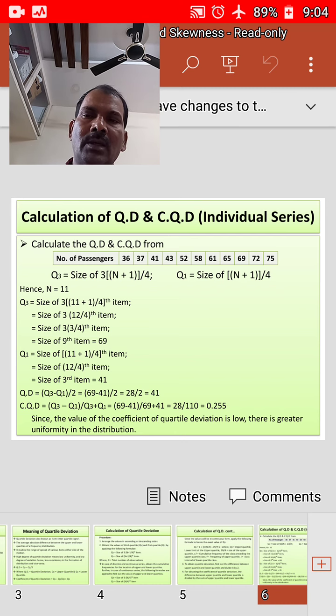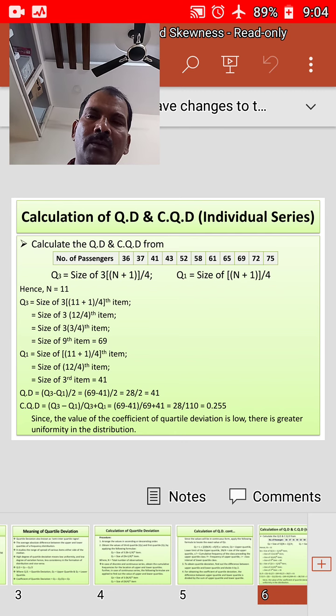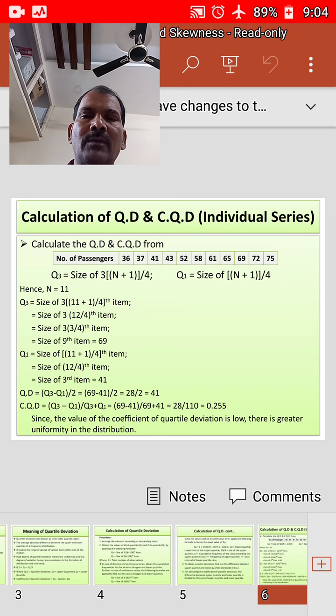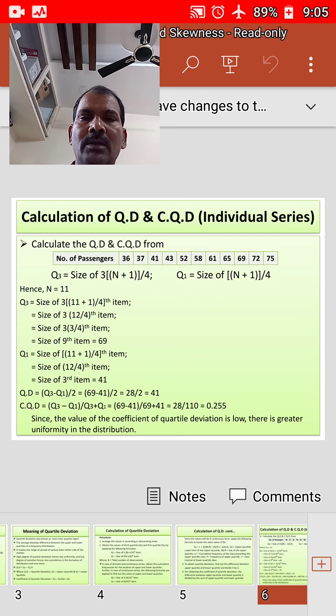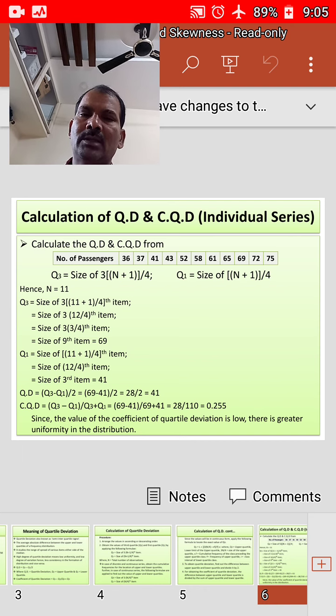Size of Q3 is the 3 into 12 by 4th item. 12 by 4 you will get 3, since 4 threes are 12. So size of Q3 is 3 into 3, the ninth item will be the Q3. The size of the ninth item in the distribution is 69. If you keep them in ascending order and locate the ninth item, it will be 69 in the given series, that is Q3.